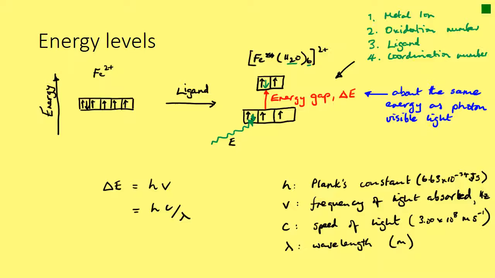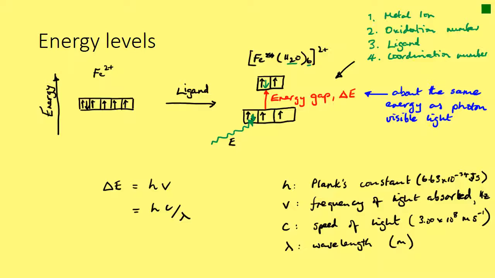So what happens is that if a photon, I'll represent that by a squiggly line, if a photon of light hits this ion, and let's say it hits one of these electrons in the 3d orbital there, then the photon's energy is given to the electron, and so the electron is promoted from the lower 3d orbital to an upper 3d orbital like that.